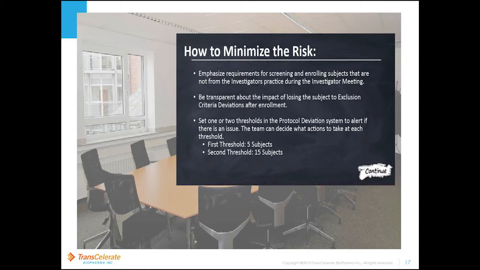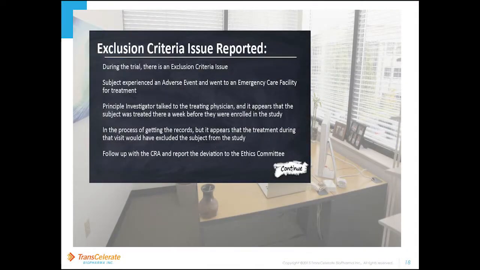The first threshold could be an early warning at 5 subjects. The second threshold could be a warning at 15 subjects. It would be up to the team to decide what actions should be taken at each threshold. The team agrees and sets up and plans the actions for each threshold. Months have passed and the trial has started.